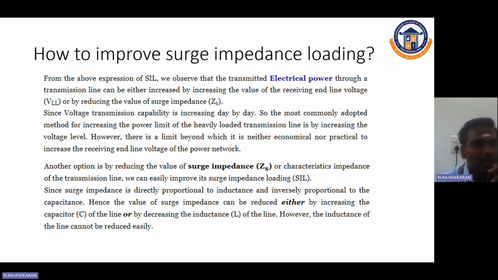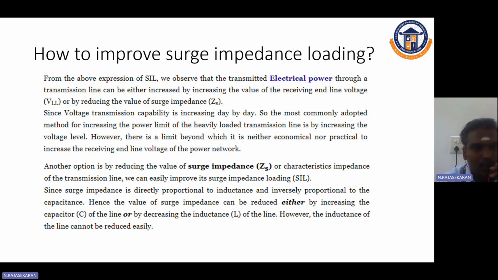From the above expression of surge impedance loading, we observed that the transmitted electrical power through a transmission line can be either increased by increasing the value of the receiving end voltage or by reducing the value of surge impedance. So the two things happen. Surge impedance load is nothing but kV square divided by ZS. So we can either increase the receiving end voltage or reduce the surge impedance. There are two possibilities from the expression.